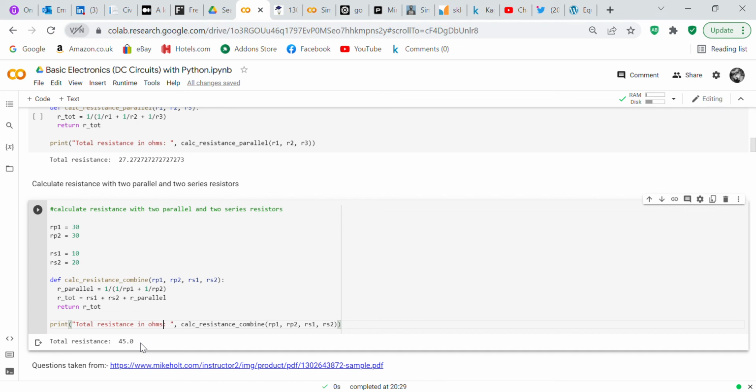ohms. So those are the formulas that we have come up with for calculating total resistance in series, parallel, and combined. We've done that in Python, so now you know how to do that in Python. If you have a circuit and you don't want to use a calculator, and you'd like to write a program to calculate the resistance in the circuit, you've got all of the formulas that you need.